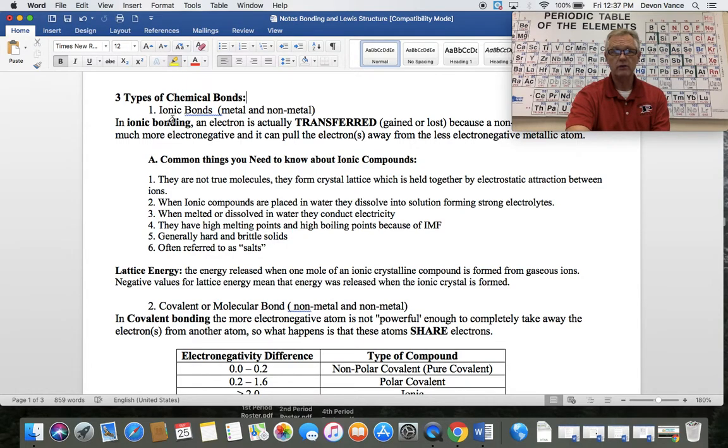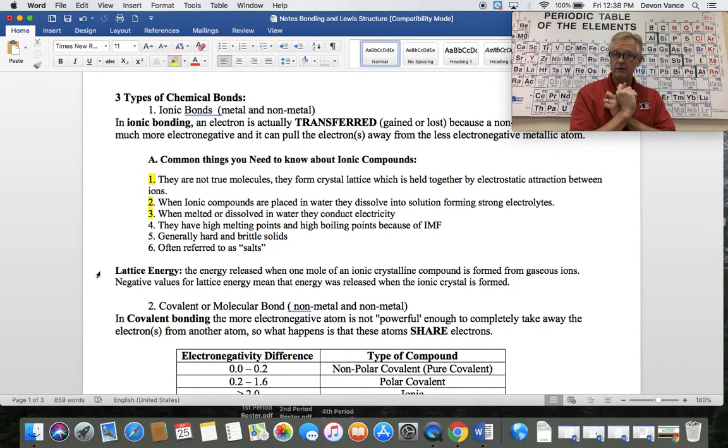So as we come in here and look at this, you can see that, number 1, they are not true molecules. Why? Because they don't have any sharing of electrons. They make crystals. Whenever you see crystals like salts and different ionic compound crystals, that's that repeating pattern. Also, if you place them in water, they're always going to dissolve. So ionic compounds dissolve readily in water. Also, if you get them hot enough, they will melt.